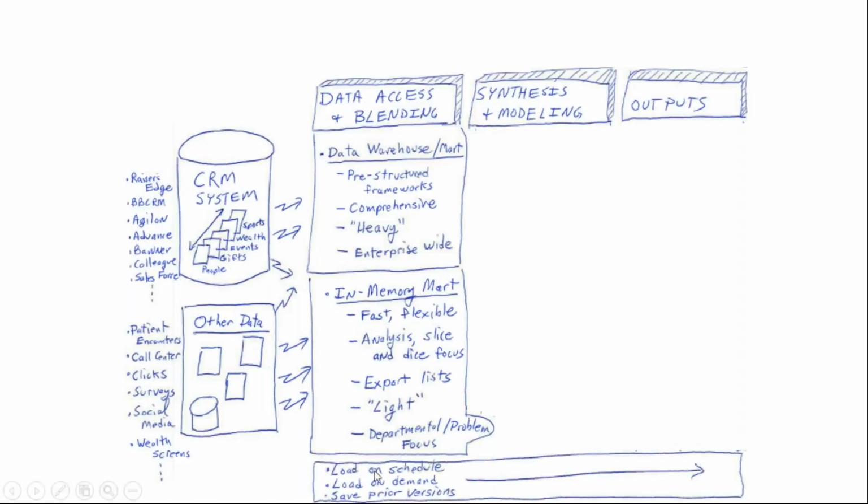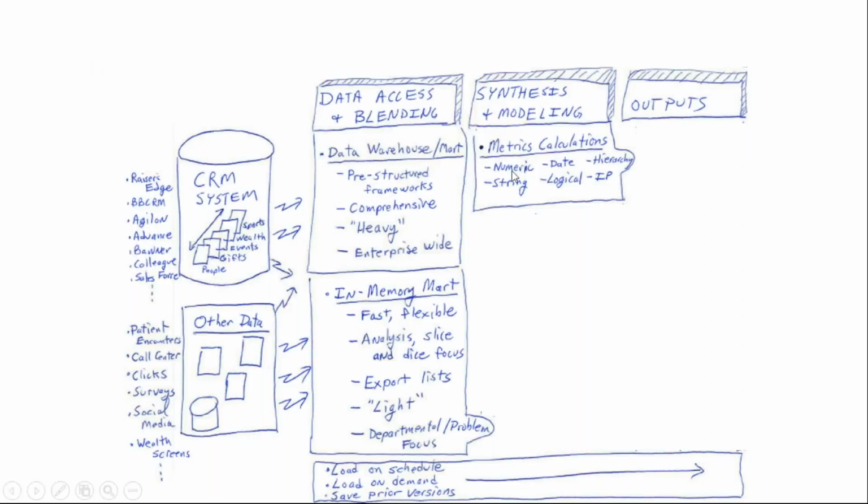All of these you can load on schedule, load on demand, save prior versions. So you're snapping data out of these systems, usually every day. You're pushing it out to the team, and then you're saving the history so you have the ability to go back at it. So in synthesis and modeling, there's three kinds of things you need to do.